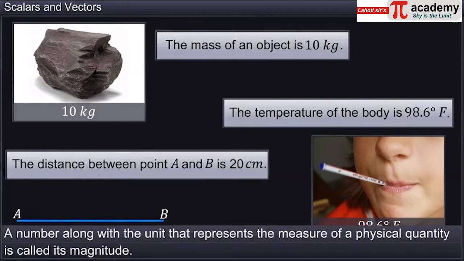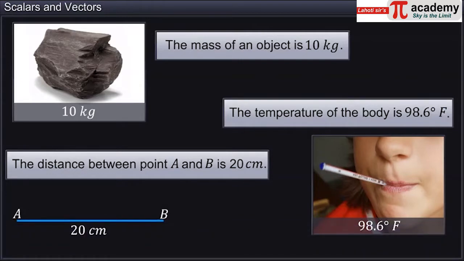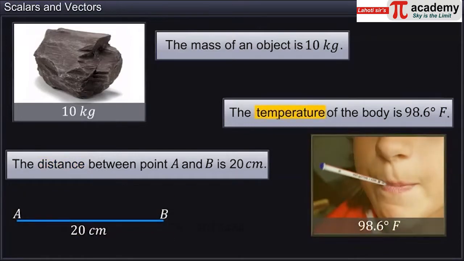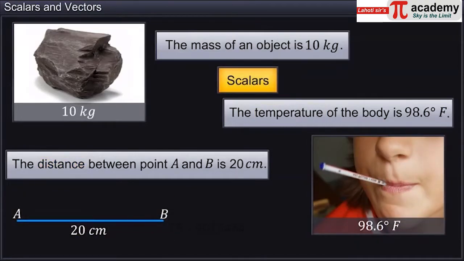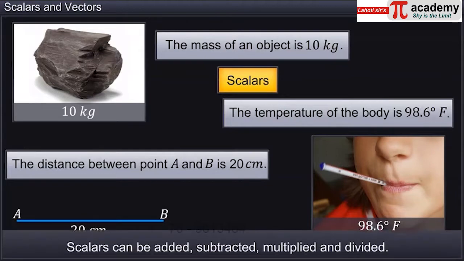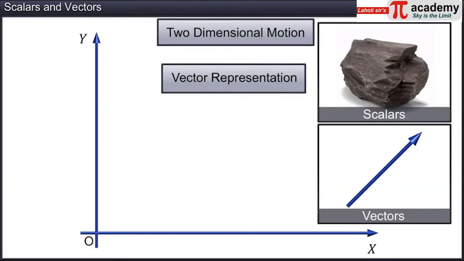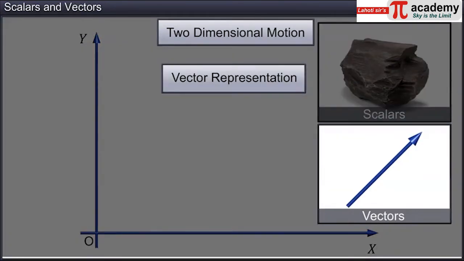A number along with a unit that represents the measure of a physical quantity is called its magnitude. Thus, mass, distance, and temperature are scalars. As with numbers in elementary mathematics, scalars can be added, subtracted, multiplied, and divided. Now let us learn about vectors.